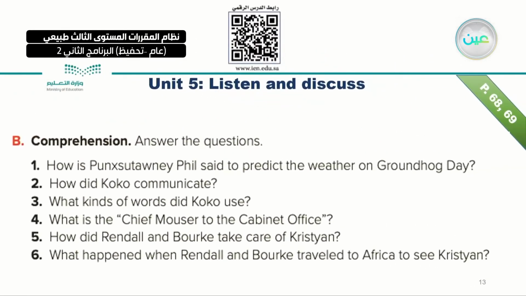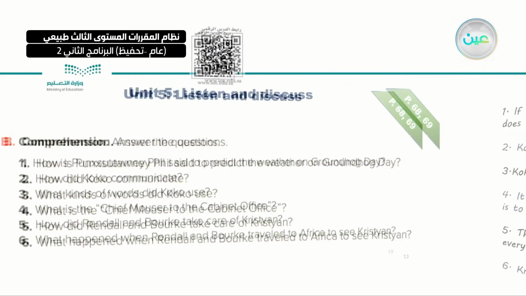Okay, now let's go to the questions here. Number 1, how is the groundhog said to predict the weather on Groundhog Day? Number 2, how did Coco communicate? 3, what kinds of words did Coco use? 4, what is the chief mouser to the cabinet office? 5, how did Rendell and Burke take care of Christian? Number 6, and finally, what happened when Rendell and Burke traveled to Africa to see Christian? So now we are going to see the answers.